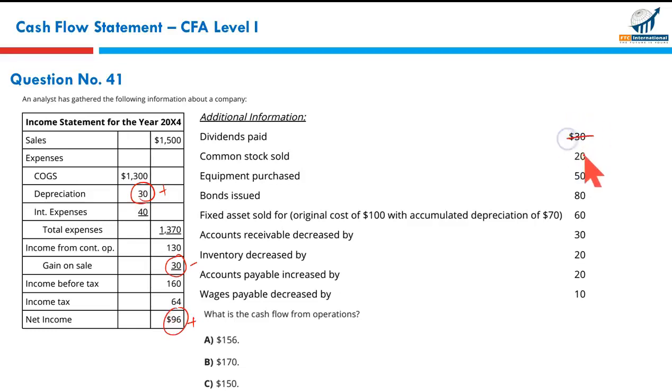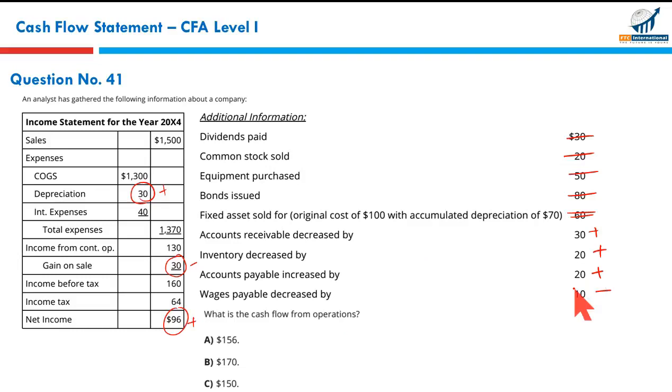Dividend paid, financing. Common stock, financing. Equipment purchase, investing. Bonus issued, financing. Fixed assets sold, original cost 100 with accumulated depreciation 70, sold for 60. Gain has already been incorporated, no need to take this again. Accounts receivable decrease, inflow. Inventories decrease, reduction in inventory, inflow. Accounts payable increased, we didn't pay our vendors, good for us, inflow. Wages payable decrease, decrease in liability is an outflow.